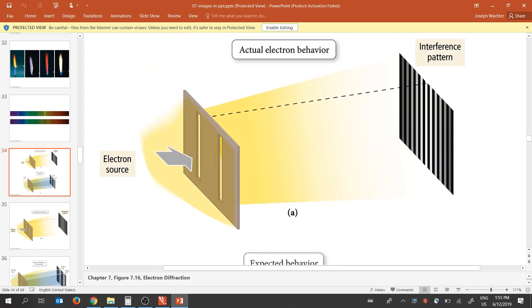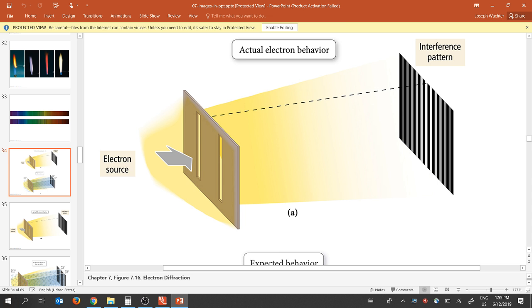You get a diffraction pattern, as though you were shining waves through the slits, as though you were shining light. So even though it's individual electrons that you're shining through there, you get the diffraction pattern. And so people said, that's weird. That's not what we would expect at all.